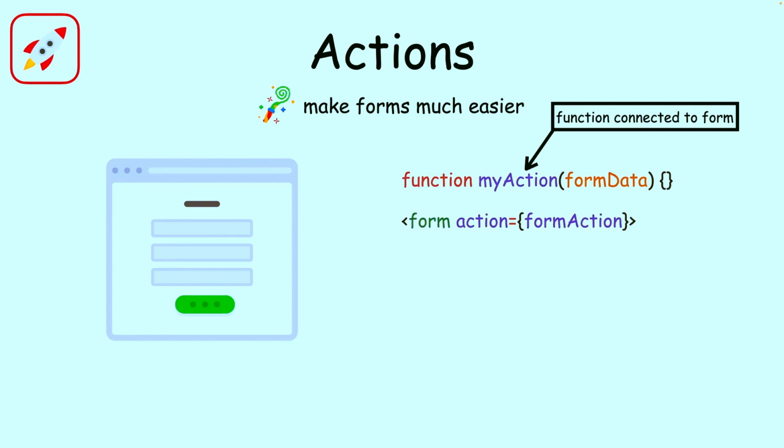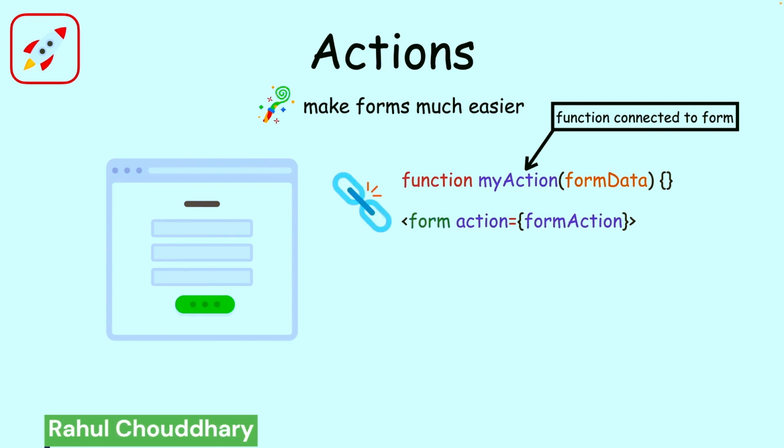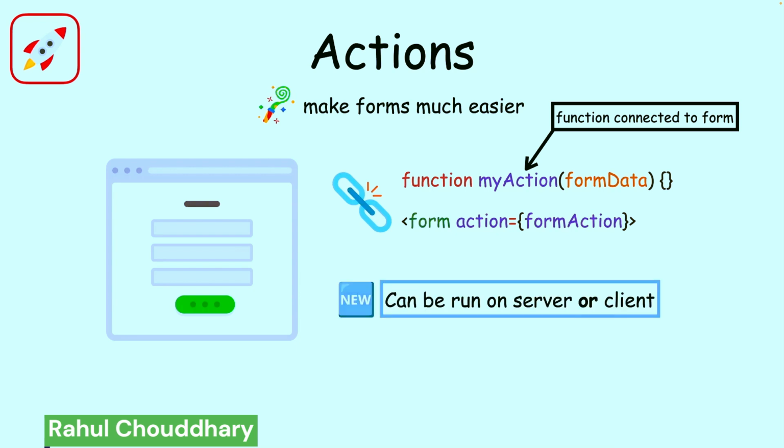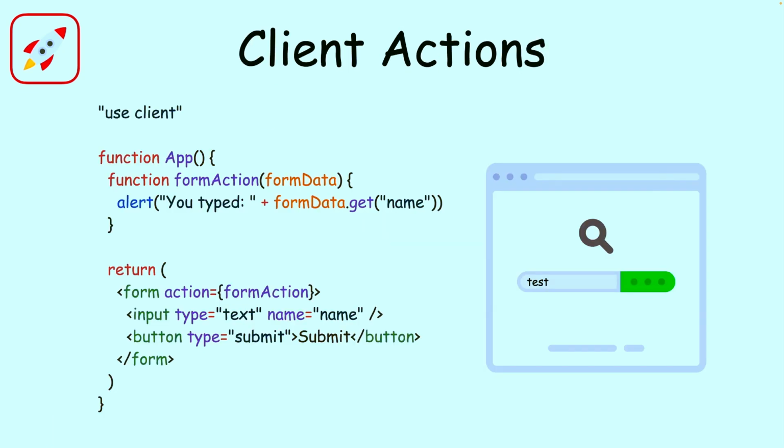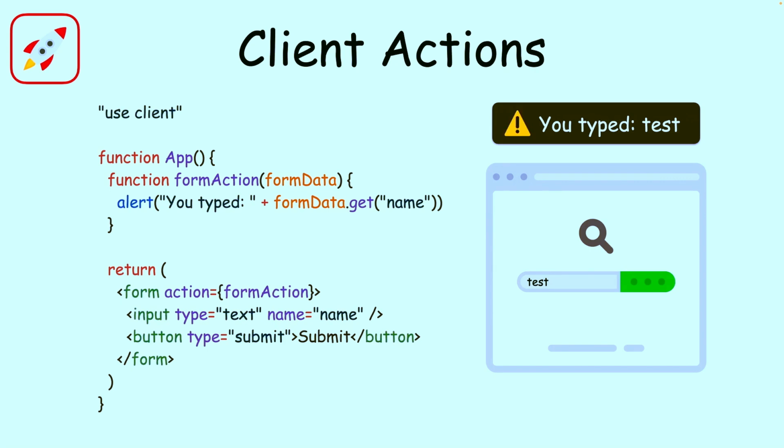Actions are just functions that are called when a form is submitted. These functions are connected to the action prop of any form element. And with React 19, actions can now be executed on the server or client. Here's a simple client action example where we're alerting the user what they typed into an input.